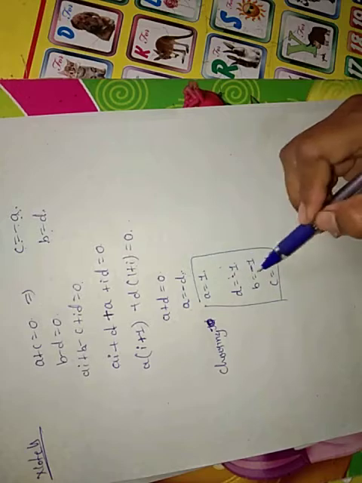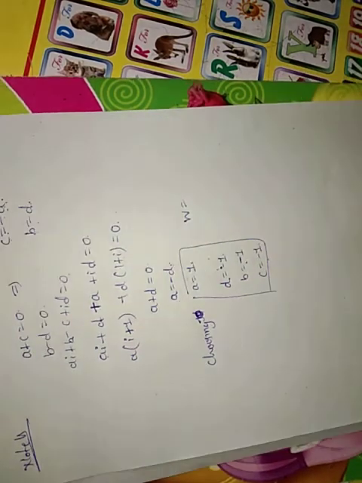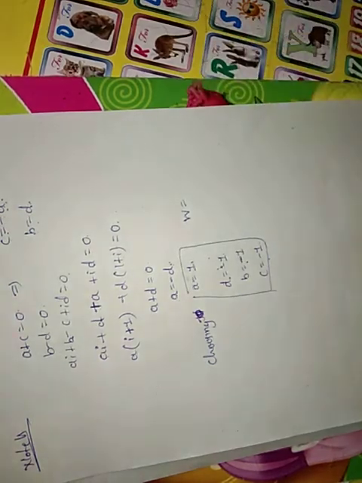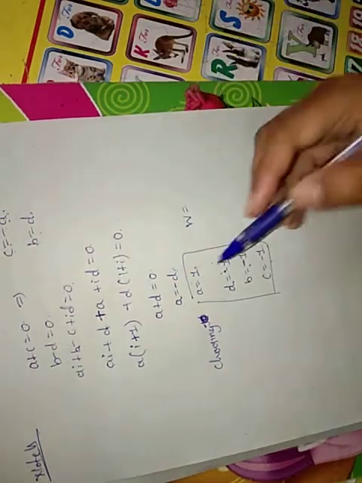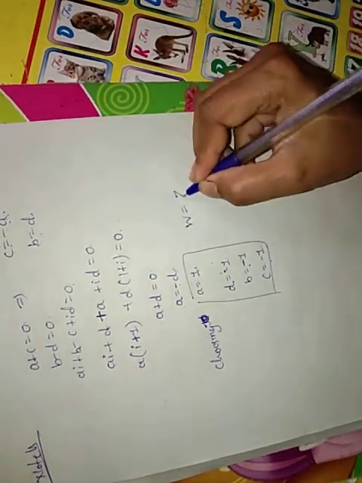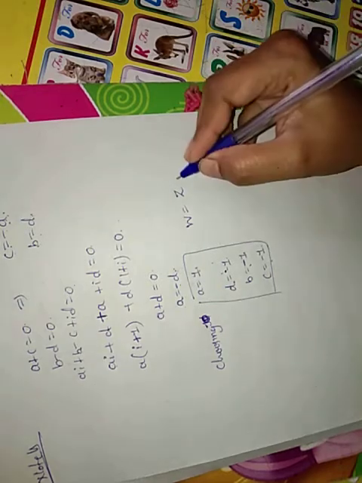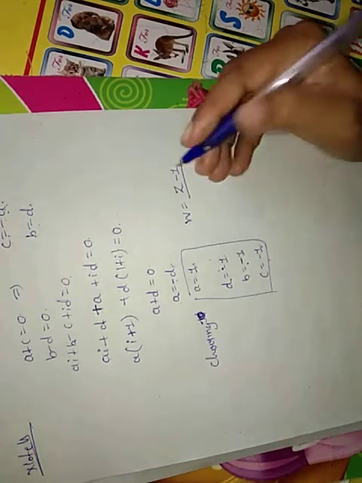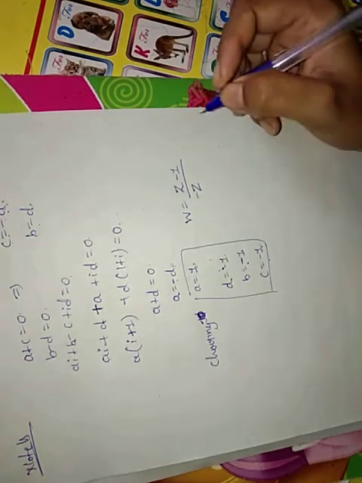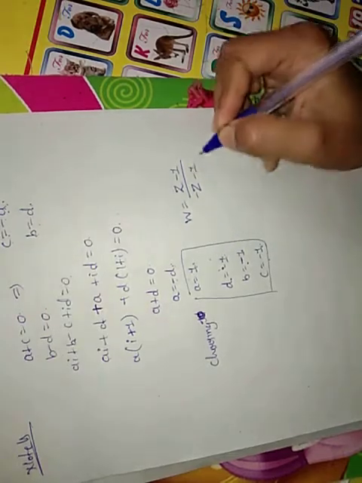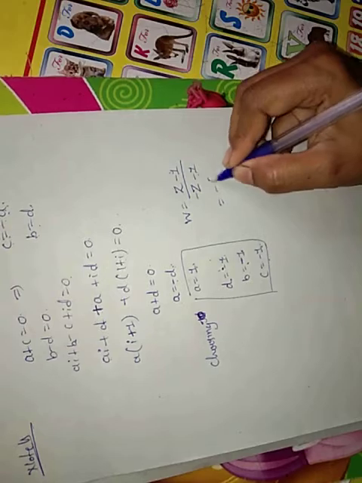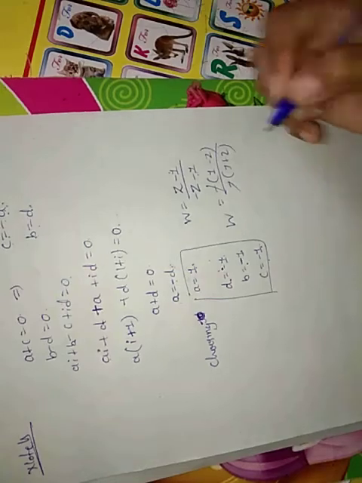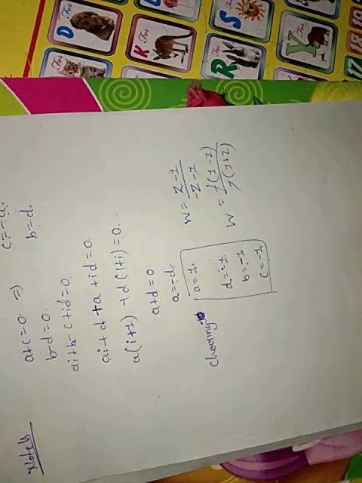Now substitute the a, b, c, d values in w. So w is az plus b divided by cz plus d. A is 1 into z, az plus b, b is minus 1, divided by cz plus d, c is minus 1, minus into 1 is minus z, plus d, d is minus 1. Take the minus common outside in both numerator and denominator: minus of 1 minus z, minus of 1 plus z, minus minus cancelled. w equal to 1 minus z divided by 1 plus z.